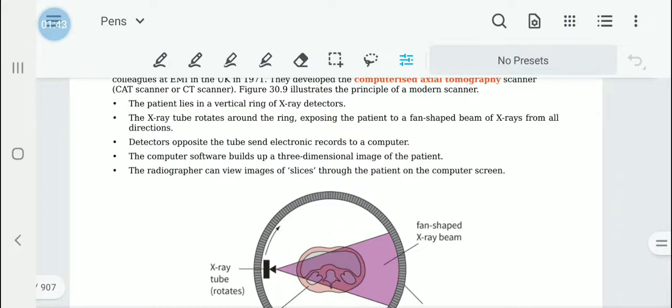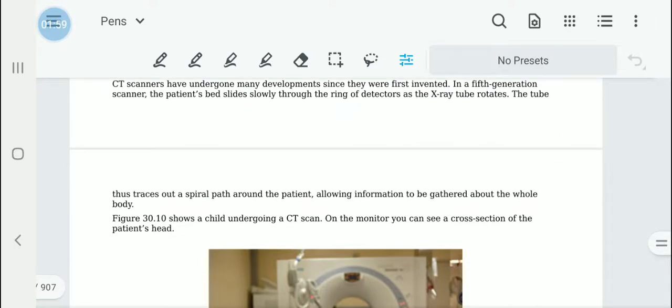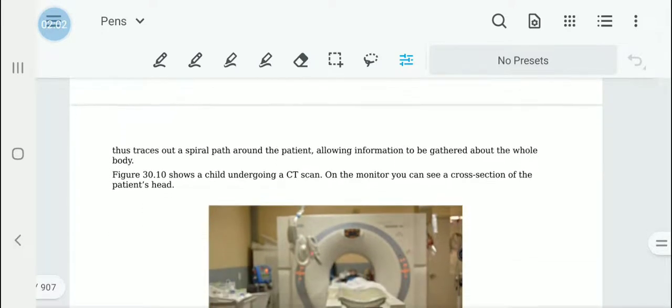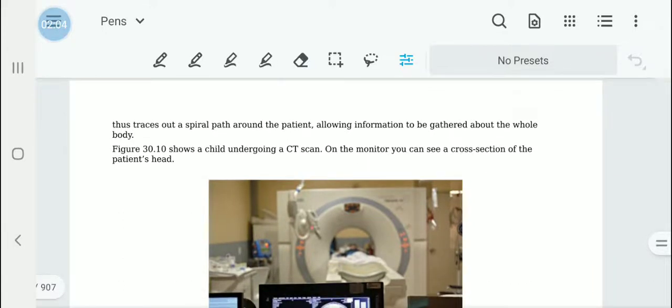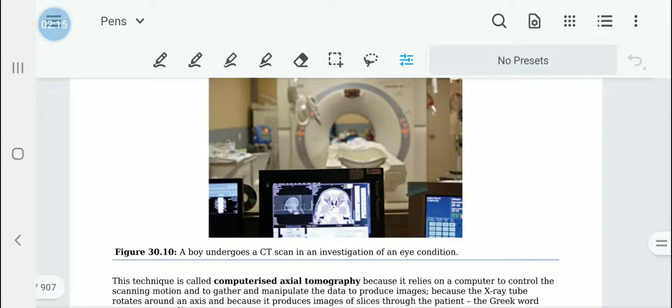The interior would be made into a kind of slice. So then slices through the patient's body can be viewed on the computer screen. So that is what happens in this CAT scan. This spiral path allows us to get a clearer inside view of the body. Now here it is shown that a child's head has been scanned.